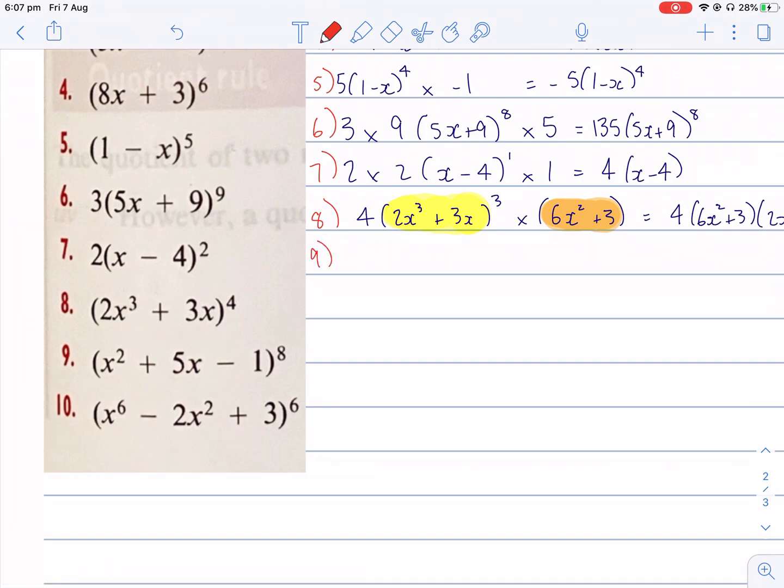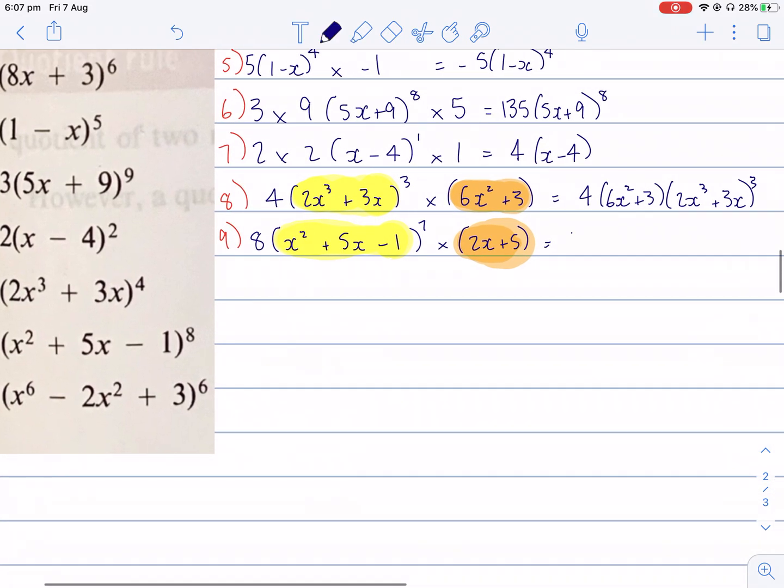Question 9. Okay, we've got something to the 8, which means we've got 8 times that thing to the 7. That thing is x squared plus 5x take 1. The derivative of that thing is 2x plus 5. The 1 disappears. So that's the derivative of that, 2x plus 5, yeah. Which means we've got 8 lots of 2x plus 5 times x squared plus 5x take 1 to the 7.